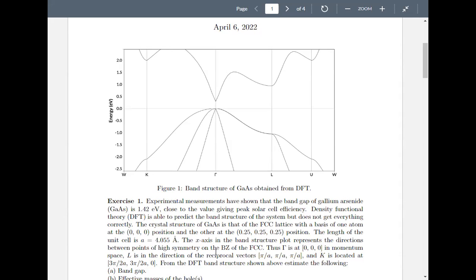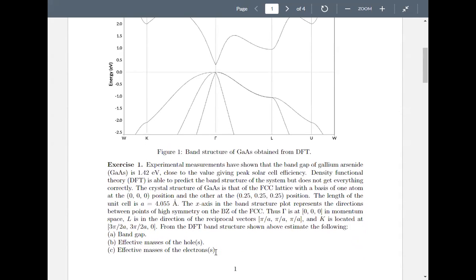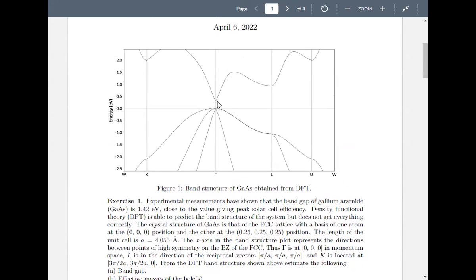But what I want you to do is figure out this band gap, then the effective masses of the holes and the electrons. So there's two things here that are important, right? How do you get the band gap? Well, you measure the distance from here to here, and you could use a ruler to get this and put a scale bar or something like that.